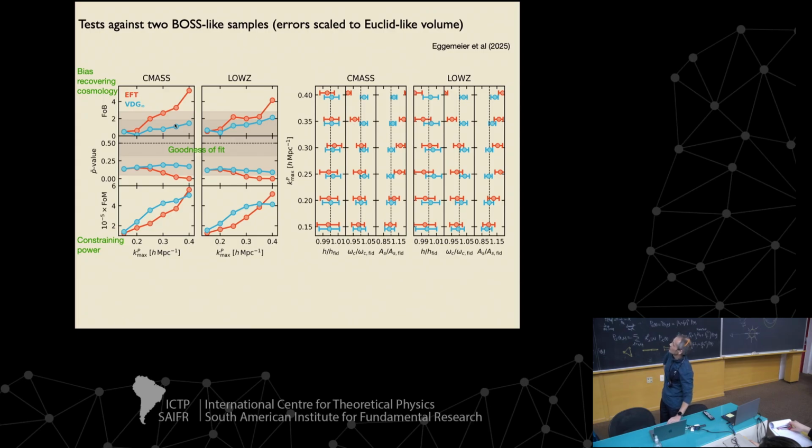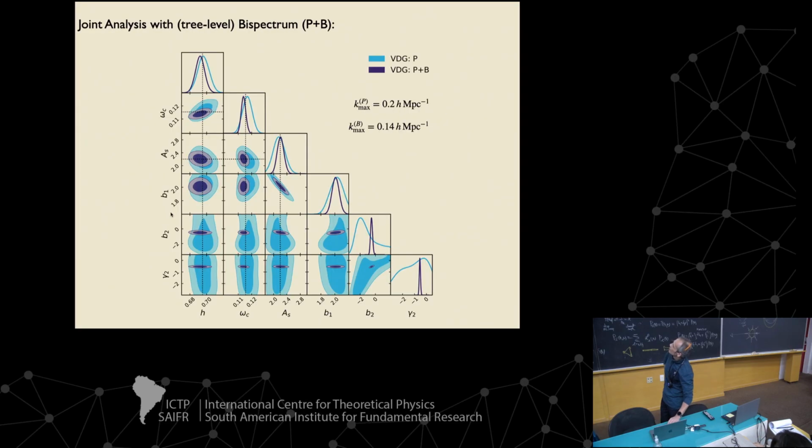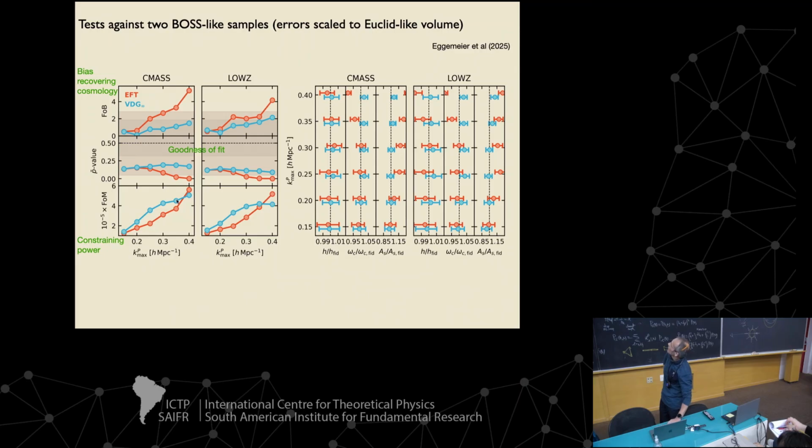These are galaxies in the simulations. This is the goodness of fit, or the chi-square, right? So you want to be within these bands. And this is eventually how much constraining power you have, okay? But you shouldn't trust high constraining power when the model is biased, because you're getting a very good constraint, a very good wrong constraint, okay?